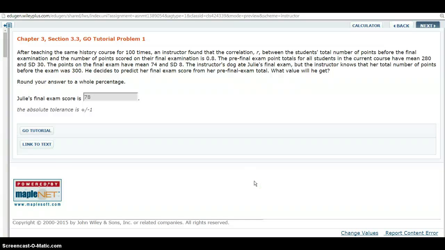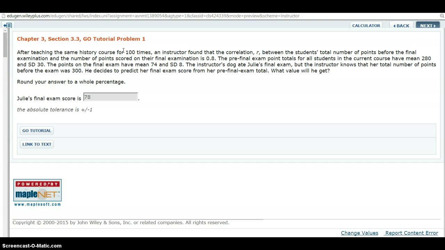Okay, we're on section 3.3, Go tutorial problem 1, and we have a problem here where we have to go all the way through and create the regression, or find the regression equation. So first of all, something I want to point out. It says teaching the same history course 100 times. So where does that 100 factor into this? Well, it actually doesn't. But why is it even there?